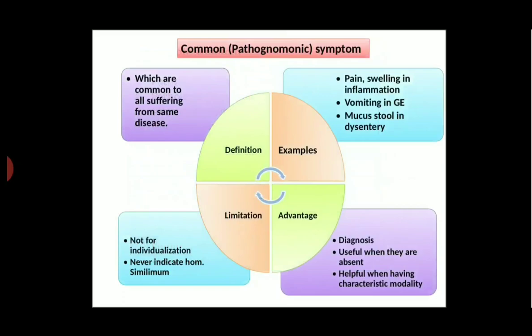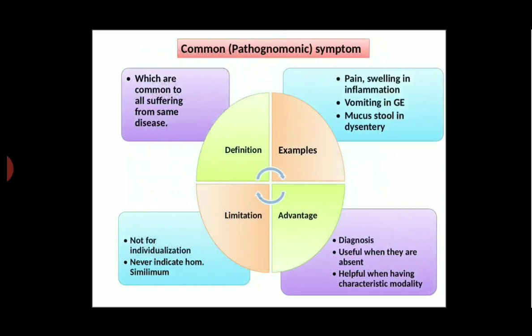The first type of symptom that we are going to discuss is the common symptom. According to Master Hahnemann, it is also known as a pathognomonic symptom. Those symptoms which are common to all suffering from the same disease, or those that are the same in different patients, are called common symptoms. Examples are pain, swelling, inflammation, mucus stool, vomiting, etc.